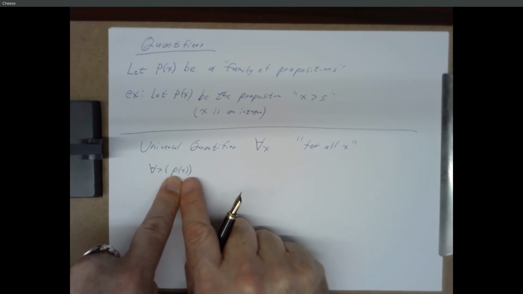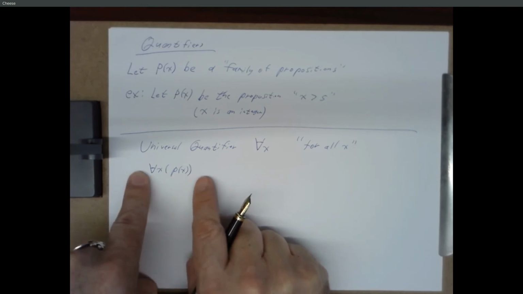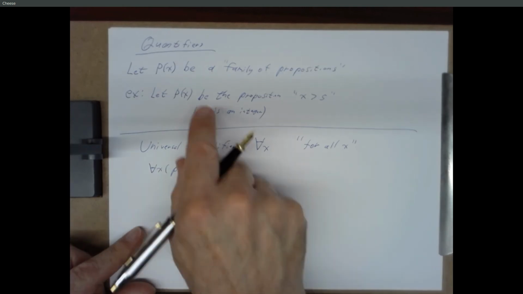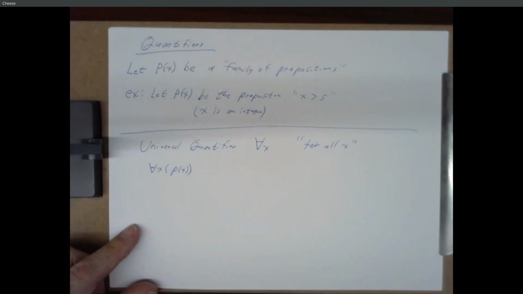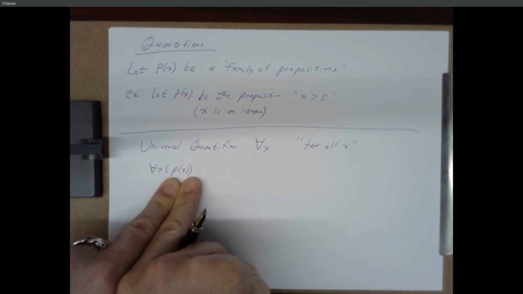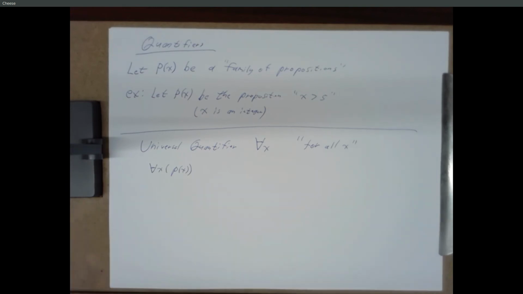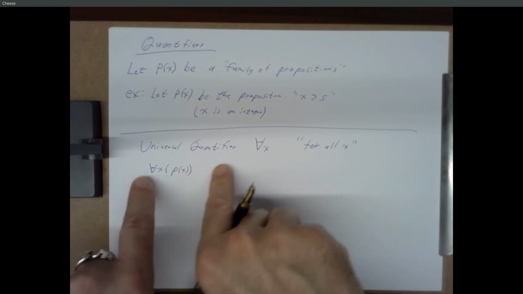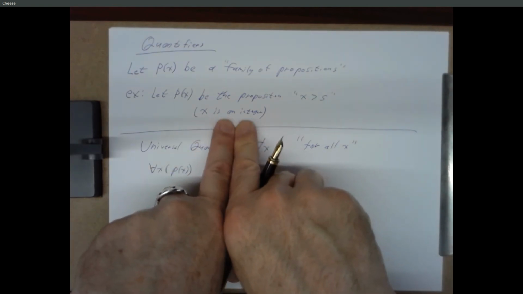So P of X is a family of propositions. For all X, P of X is a new proposition. It's making a statement about this family, this collection. And if P of X was the proposition X is bigger than 5, is it true that for all X, X is bigger than 5? That's not true, because X could be equal to 2, which is not bigger than 5. So this proposition has a value of false, assuming that X is an integer.